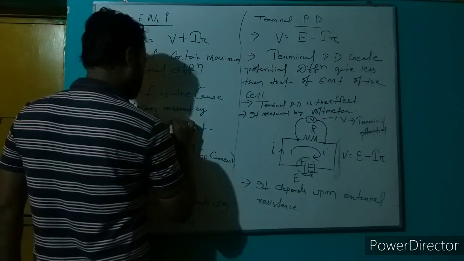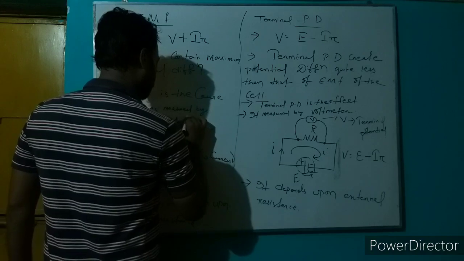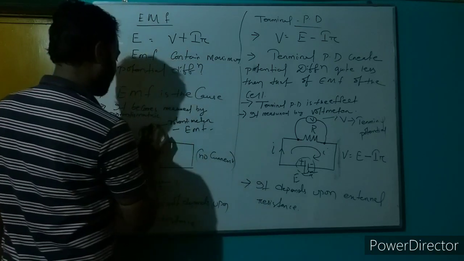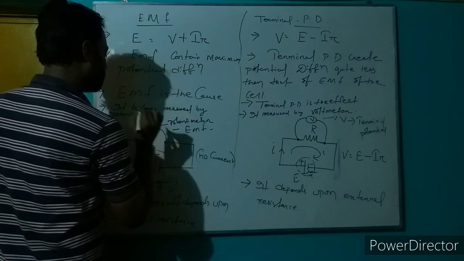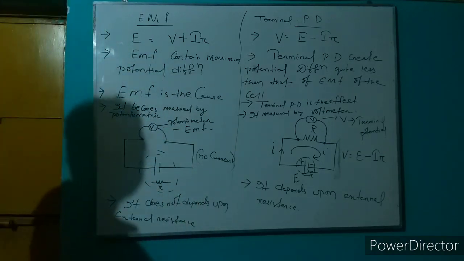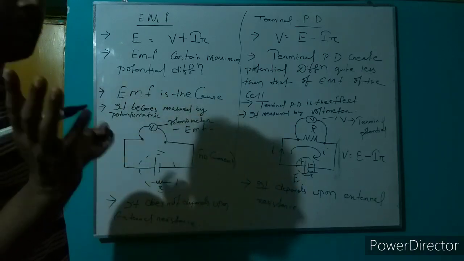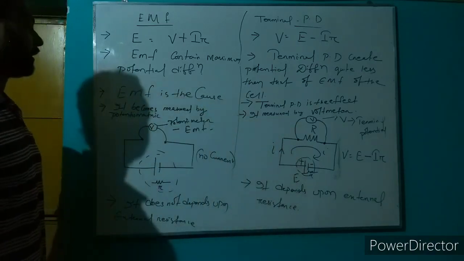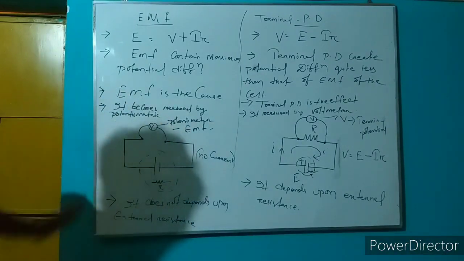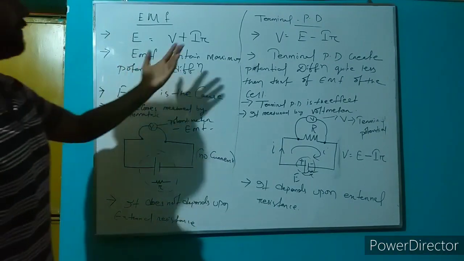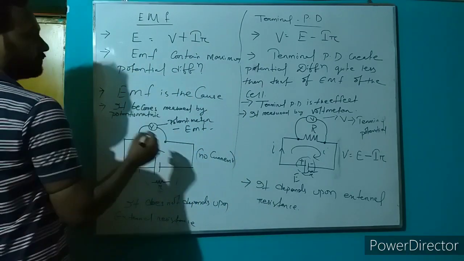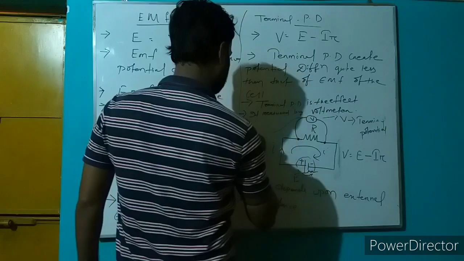That represents the potentiometer. V is here. Both are denoted by the symbol V. Please note it. These are all the basic differences between EMF and potential difference. Okay. Clear? This is the voltmeter.